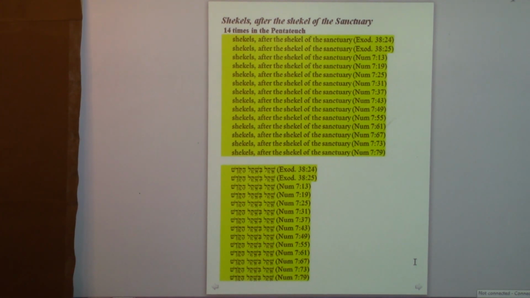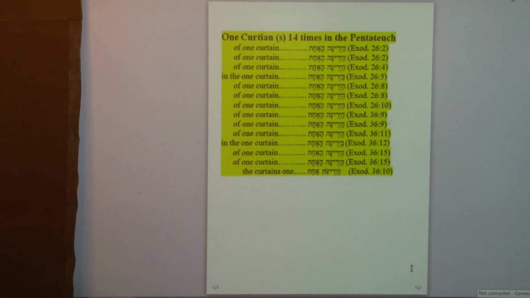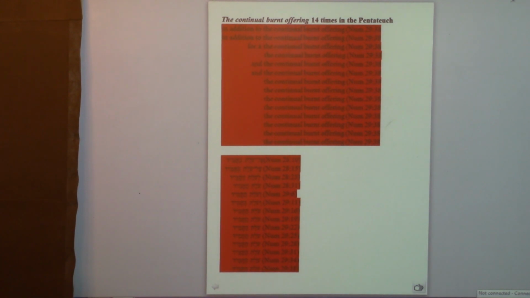Shekels after the shekel of the sanctuary. That phrase is an instructional term for worship at the tabernacle, and one phrase, or I should say two phrases, appear at the top in Exodus, and the rest are all in Numbers, and so it appears exactly 14 times. One curtain or curtains, 14 times. The continual burnt offering. All of this supposedly written by the redactor.